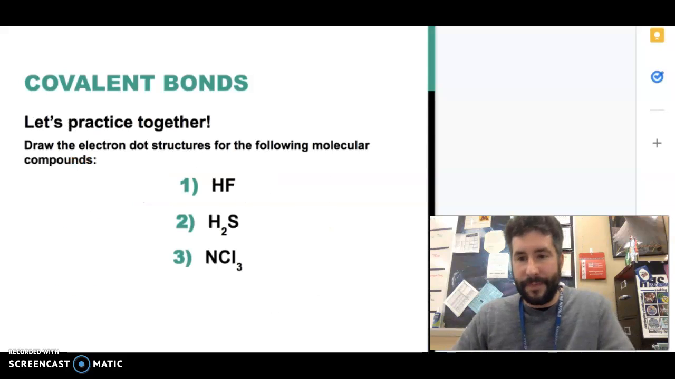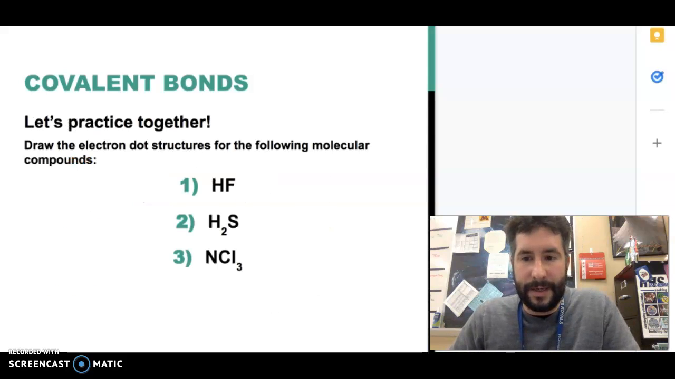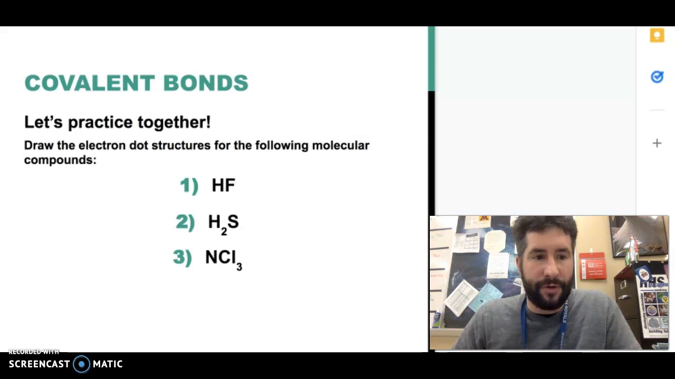Here's a couple to try. Think about how those are going to bond together and draw the electron dot structures. Go ahead and pause it, give it a try, and then I'll show you some answers on those.